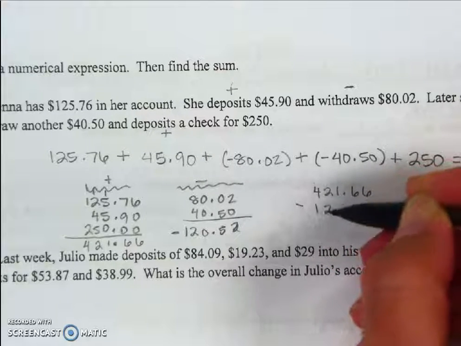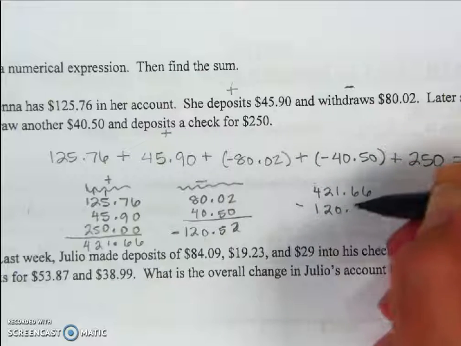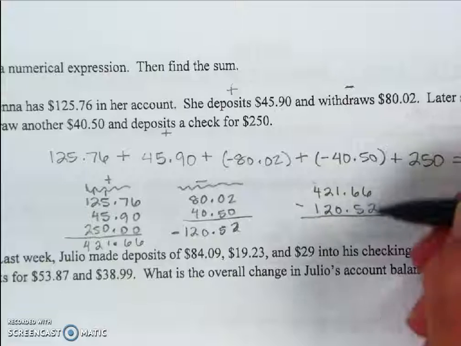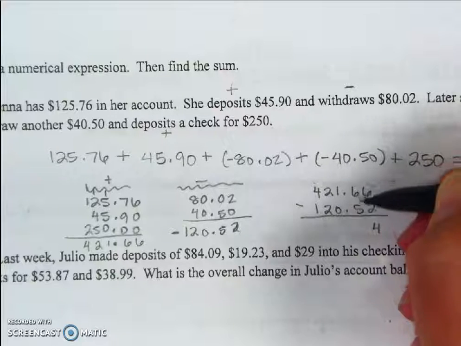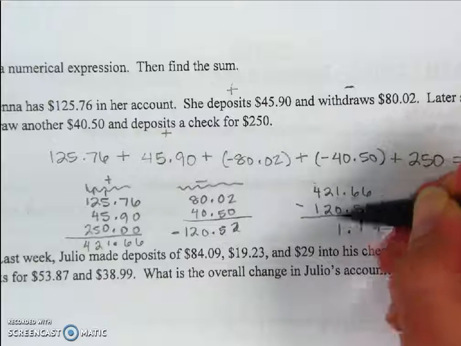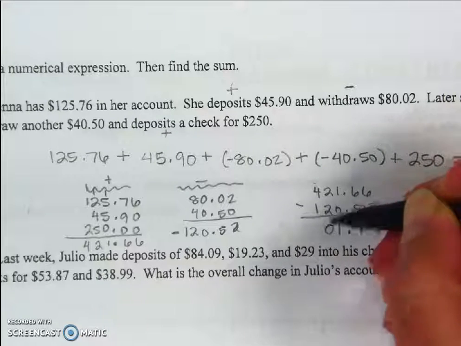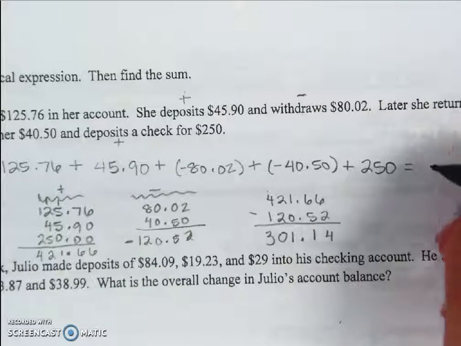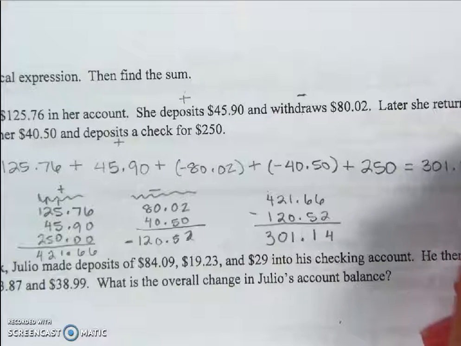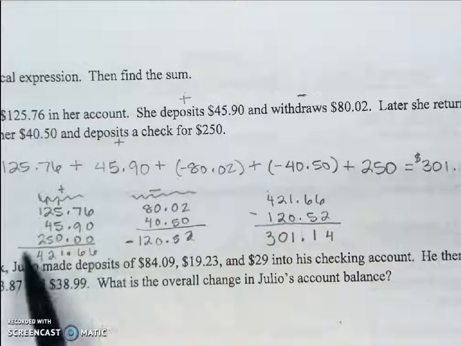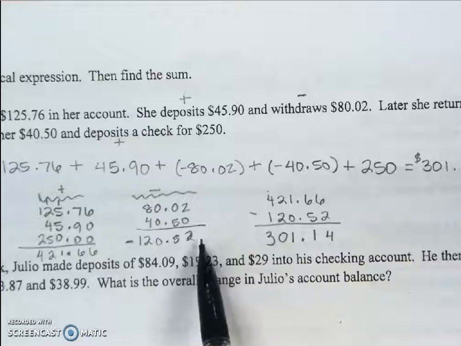Take out the $120.52. Those were our negatives. And let's see what we get. 6 take away 2 is 4. 6 take away 5 is 1. Bring down the decimal. 1 take away 0 is 1. 2 take away 2 is 0. And 4 take away 1 is 3. So overall, her account still went up at the end of all of this. $301.14 in the positive because we had more deposits, more positive values than we had negative values.